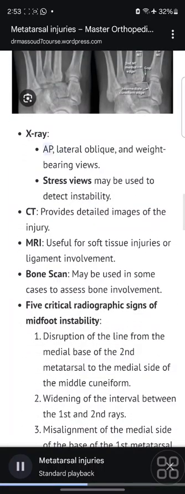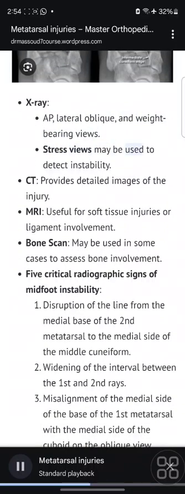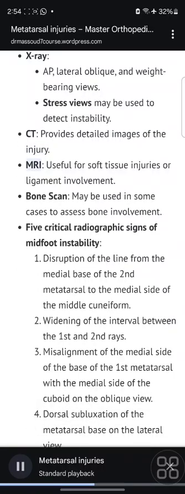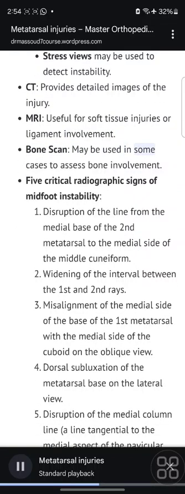Imaging. X-ray, AP, lateral, oblique, and weight-bearing views. Stress views may be used to detect instability. CT provides detailed images of the injury. MRI, useful for soft tissue injuries or ligament involvement. Bone scan may be used in some cases to assess bone involvement.